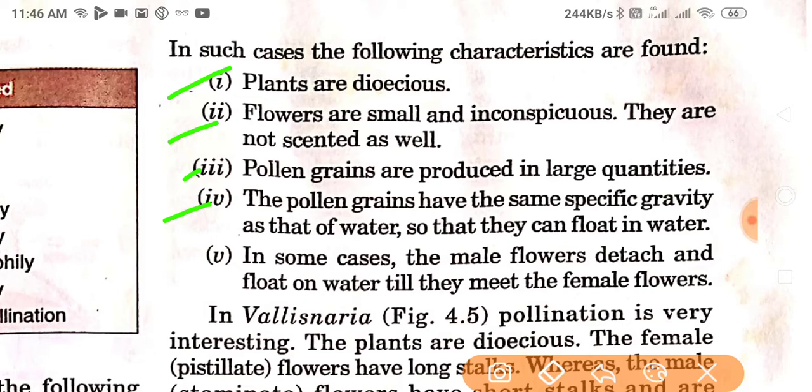The pollen grains have the same specific gravity as that of water, so that they can float in water. In some cases, the male flowers detach and float on water till they meet the female flower. So these are some characteristics of flowers pollinated by water. They are dioecious, meaning male and female flowers are on different plants, and the flowers are small and not scented, because they are carried just by water. They only need water for pollination.